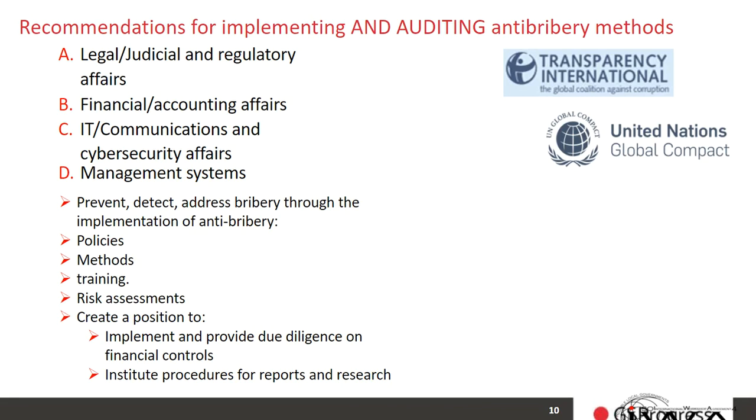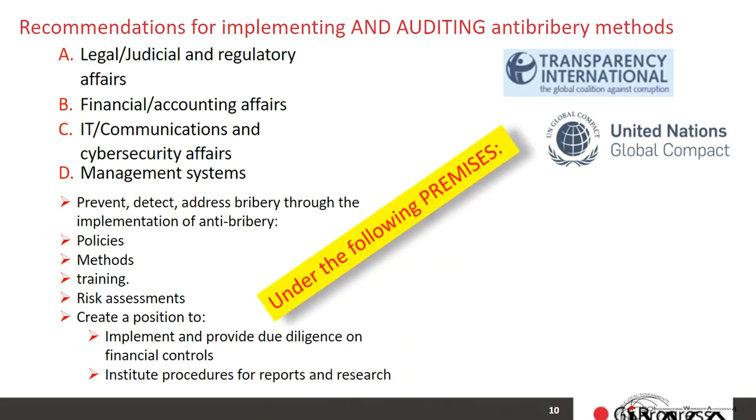And then the other one is create a position to implement and provide due diligence on financial control. That's why it's important. DB is one of the key persons that is going to help us with this one. And the last one, institute procedures for reports and research. We have to think in process improvement. So it is the only issue here.